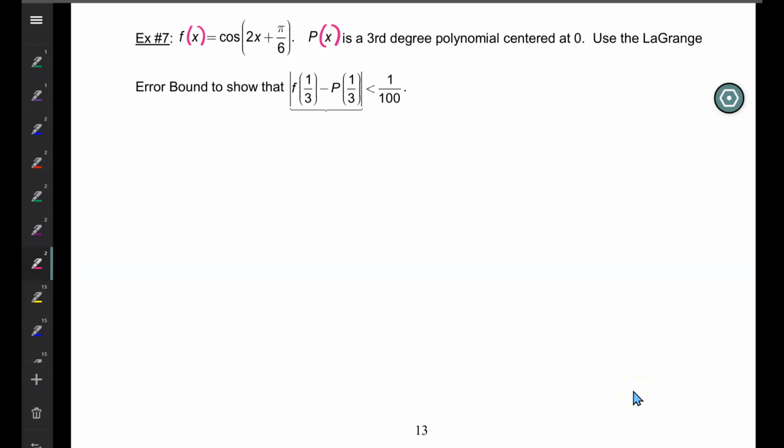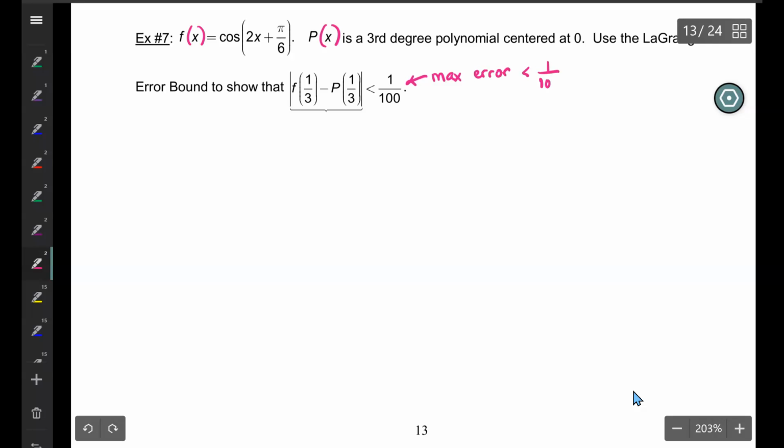Okay, so f of x equals cosine of 2x plus pi over 6. And we have p of x is a third degree polynomial centered at 0. You want to use the Lagrange error bound to show that the absolute value of f of 1/3 minus p of 1/3 is less than 1 over 100. So in other words, we want to show that my maximum error is going to be less than 1 over 100.